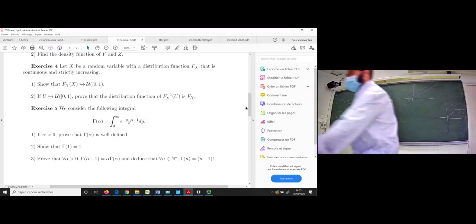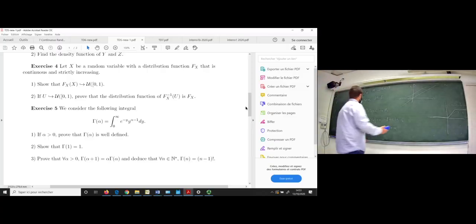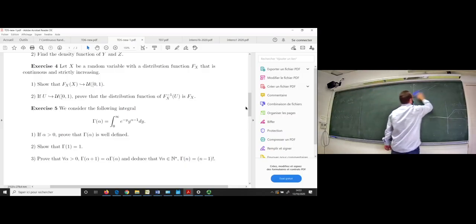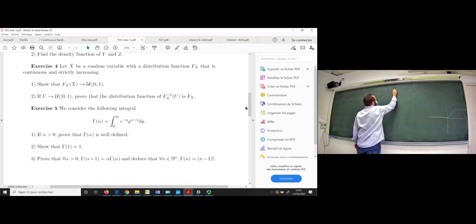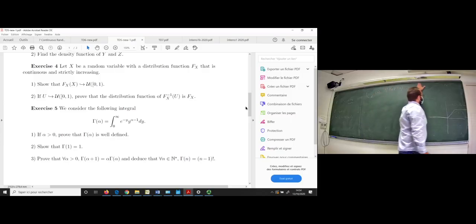Okay. So I am interested in the distribution function of F_X(X). If I just use the notation of my course, what I am interested in is the distribution function of F_X(X) at the point small x, that is just the probability that F_X(X) is less than small x.